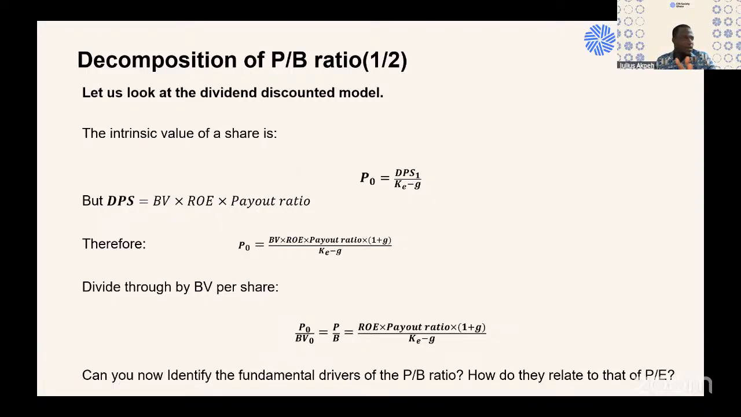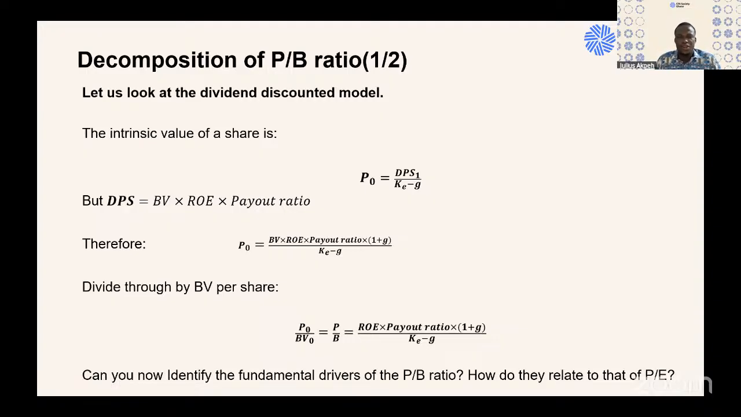The step so far is fine. Let's move to the next step. We are going to divide this formula through by the book value per share. When we divide through by the book value per share, the book value in the numerator vanishes. You can see in the formula below, there's no book value again. And now we divide the P naught also by book value. So we have price divided by book is equal to ROE times payout ratio times 1 plus G.